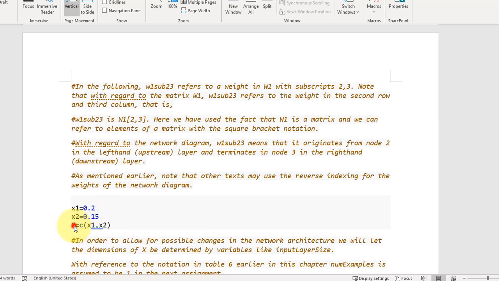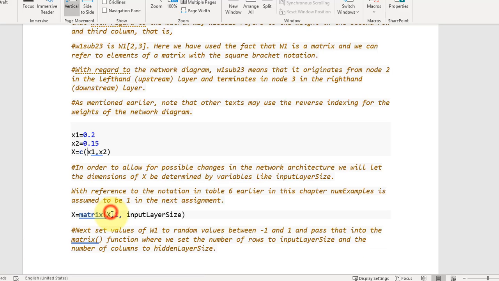So here, as we did earlier, we're creating a vector consisting of the two inputs, x1 and x2. Notice this is a capital X here. And then if we want to, we can convert that vector into a matrix. Here we're saying with just one row, and the input layer size is the number of columns. We set input layer size to 2, so this would be a 1 by 2, which would work just fine for this.